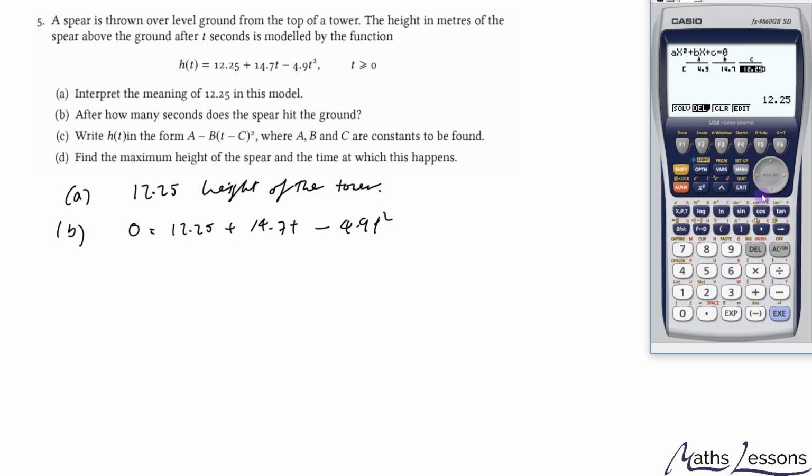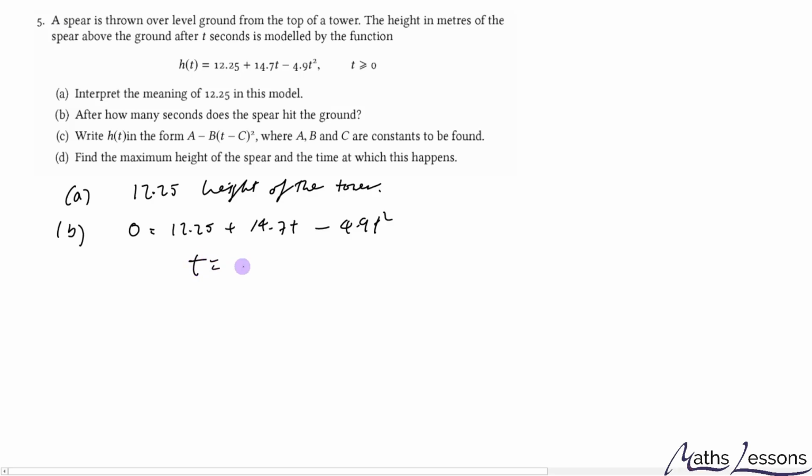Okay, let's go back, and we can see that it's minus 4.9. Didn't get the minus sign. Let's try again. 4.9. There we go. And we press solve. We get two answers. One is negative, one is positive, and the positive one is 3.679. So we can get t equals 3.679 seconds.